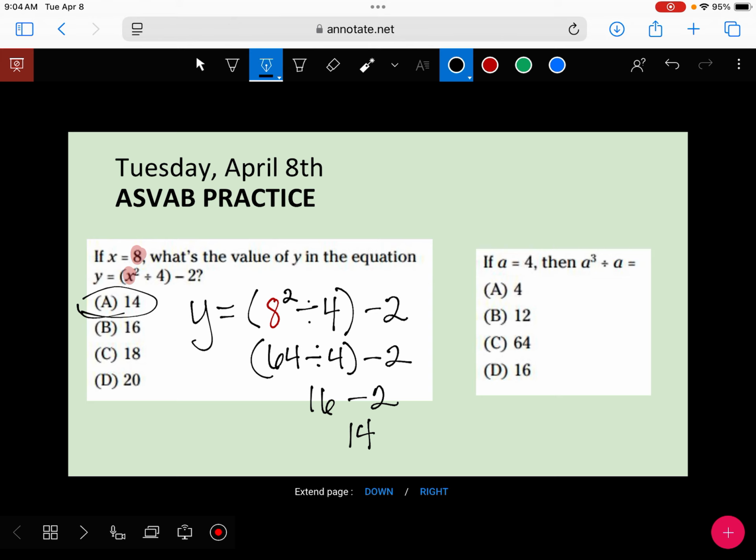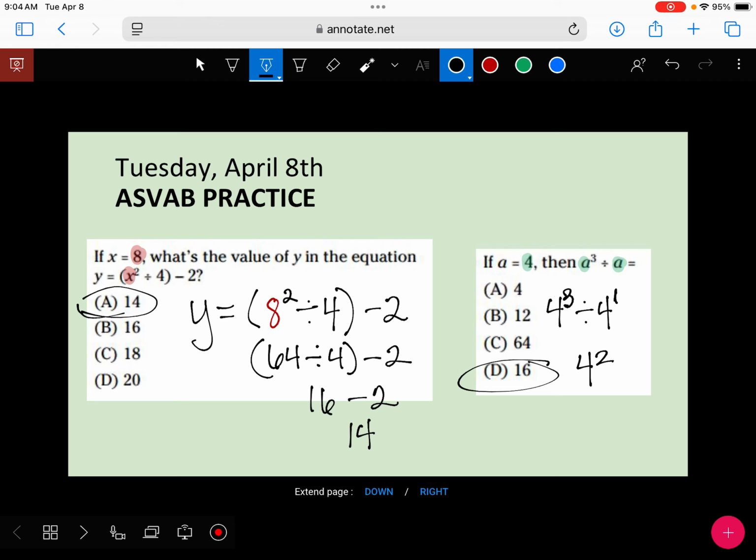For our second one, we're substituting in a 4, and we have to put that 4 in both places. So keeping in mind that what we have here is our exponent laws that we learned, which is if you have the same base, you would subtract. So if I subtract the exponents, 3 minus 1 gives you a 2. And what is 4 squared? 16. So what answer would you choose? D. Good.